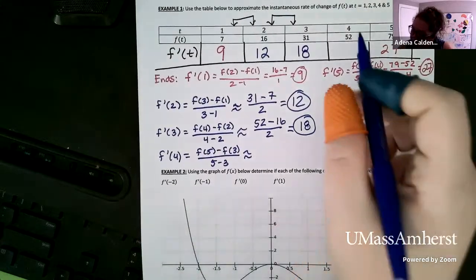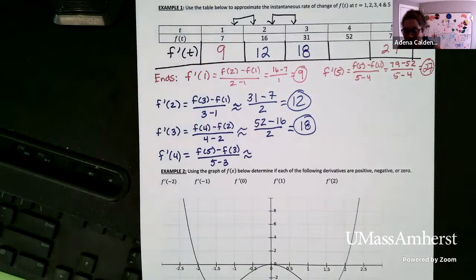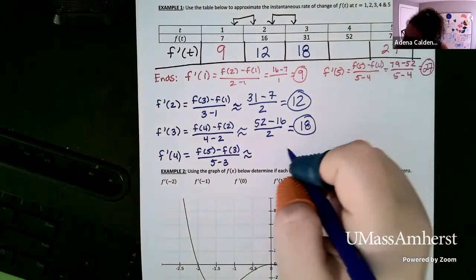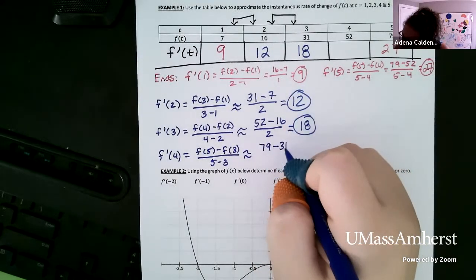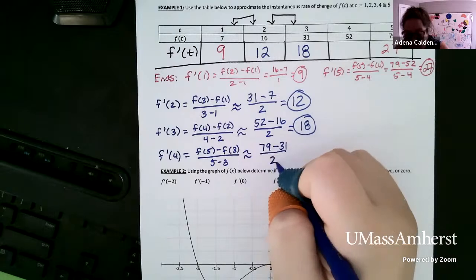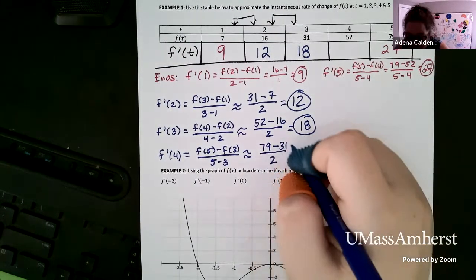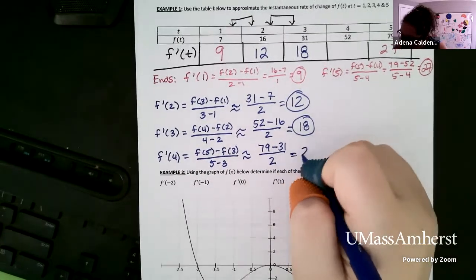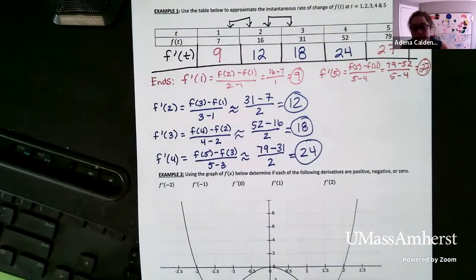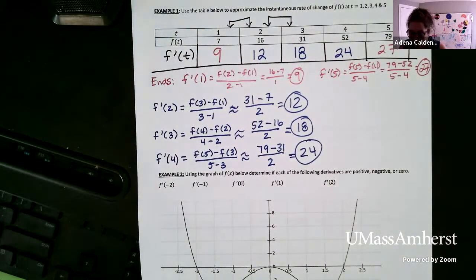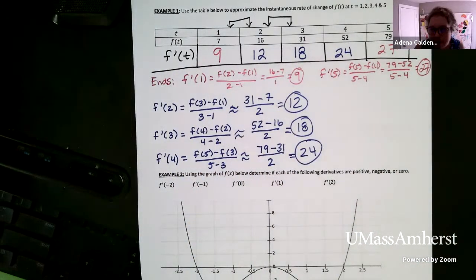And then finally, to do f of 4, we can do f of 5 minus f of 3 over 5 minus 3. When we do that, we're going to get 79 minus 31 divided by 5 minus 3, which is 2. Let's see, when we do that, we get 48 divided by 2, which gives me 24. So now I have an approximation of the instantaneous rate of change for this entire table.